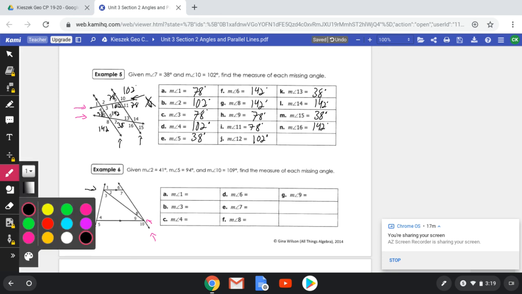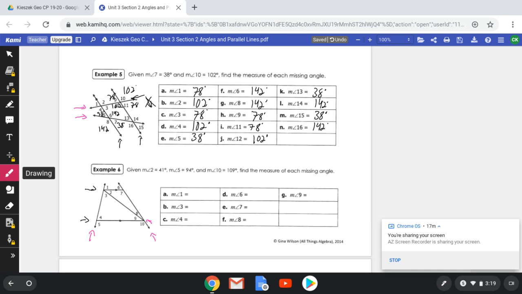Alright. So angle 2 is 41, so I'll label that here. Angle 5 is 94. Angle 10 is 109. Alright, and then obviously find the rest.